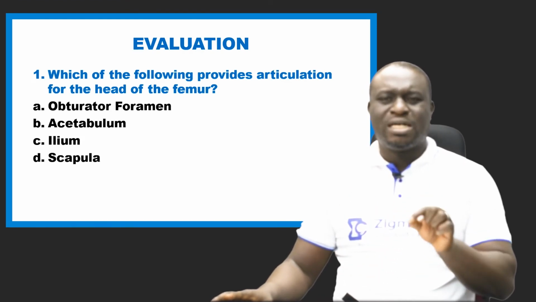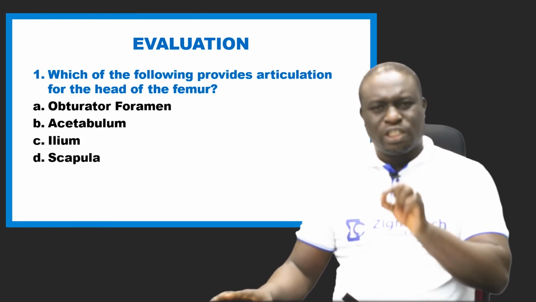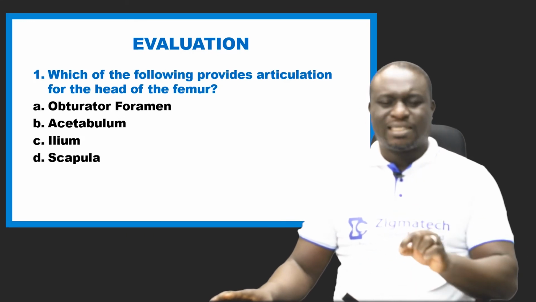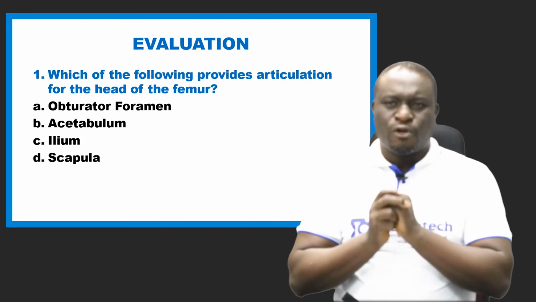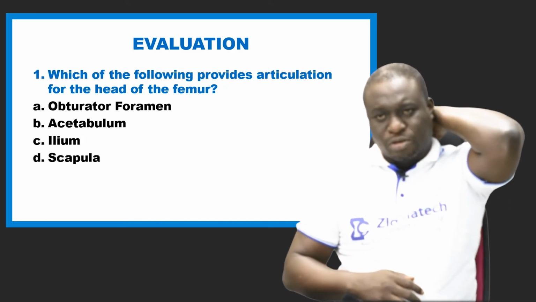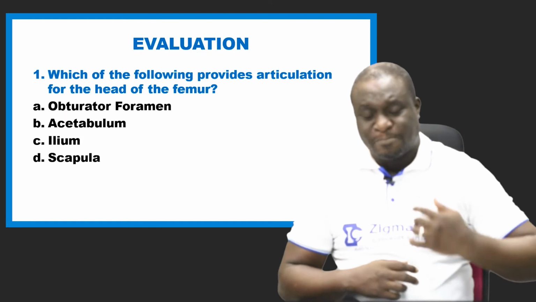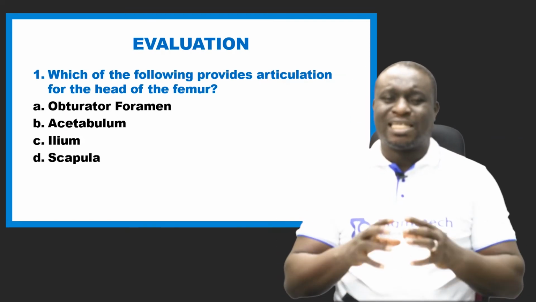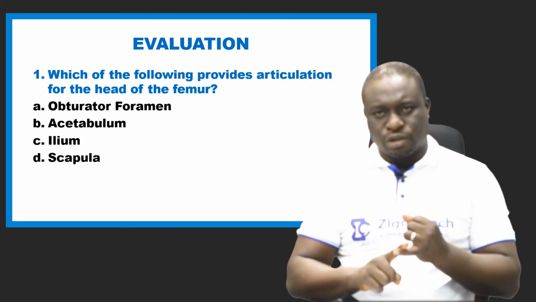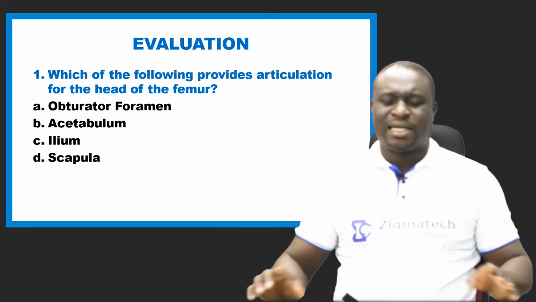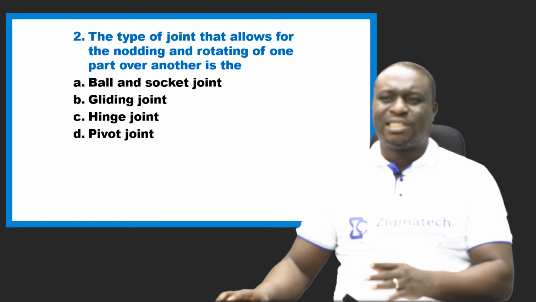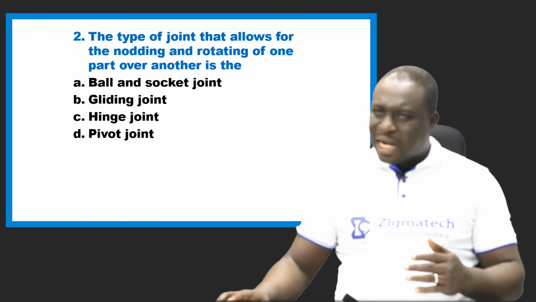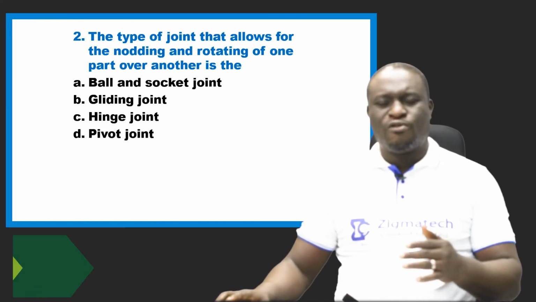Then option B is the acetabulum, which is the correct answer. The acetabulum is actually a depression that provides articulation for the head of the femur. Option A is the obturator foramen, and we said the obturator foramen is actually a passage for the muscles, the nerves, as well as the blood vessels.